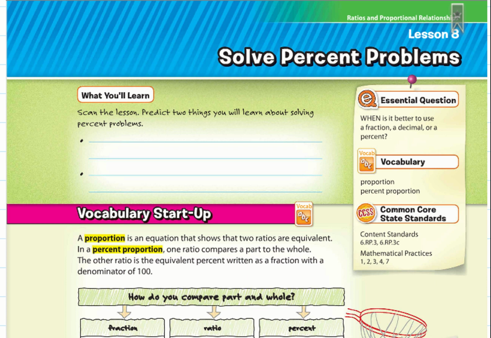Hello, welcome to Chapter 2, Lesson 8. We're going to solve percent problems. To scan the lesson, predict two things you will learn about solving percent problems. So, two things that we will learn.